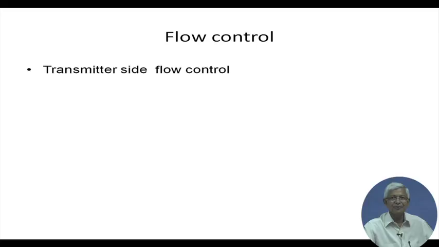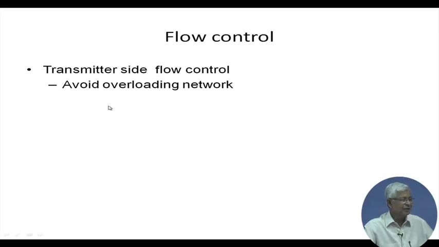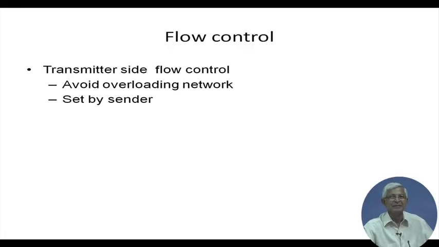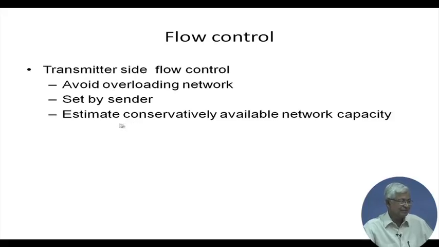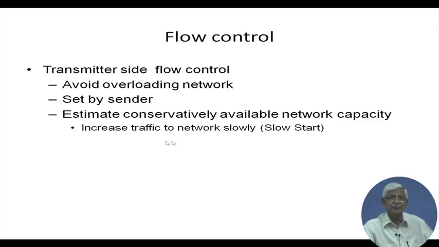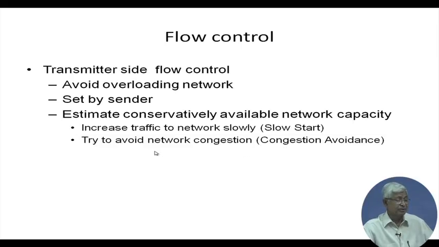And the transmitter side flow control, let us see. It avoids overloading the network. The transmitter has to understand the network capacity, but how will it understand? So, it will go slowly. It is set by the sender, and it estimates conservatively to avoid network capacity overflow, that is, increase traffic slowly, which is named slow start, and then avoid network congestion, which is called congestion avoidance. It goes through two different phases: it goes slowly and then tries to avoid the congestion.